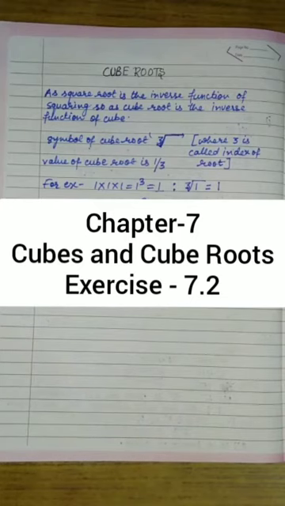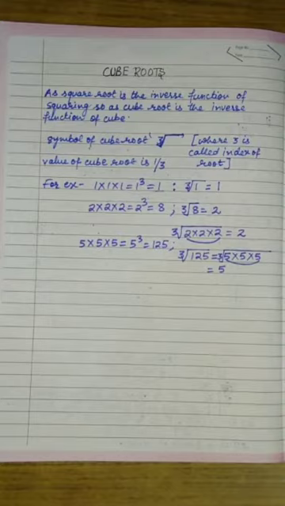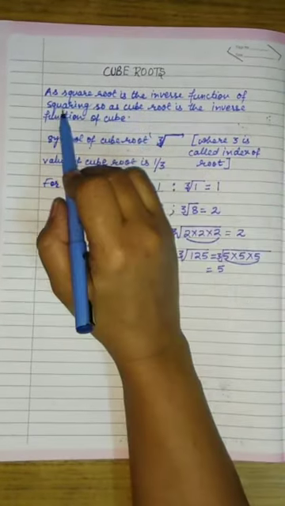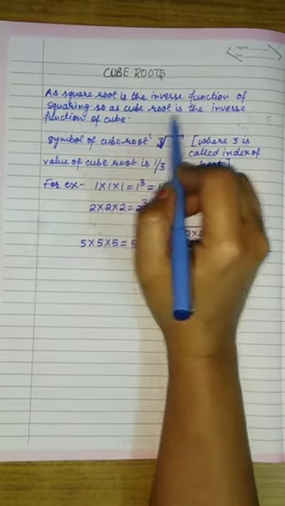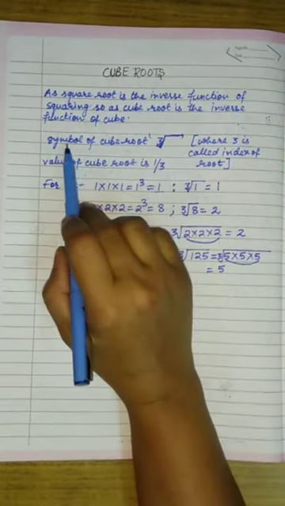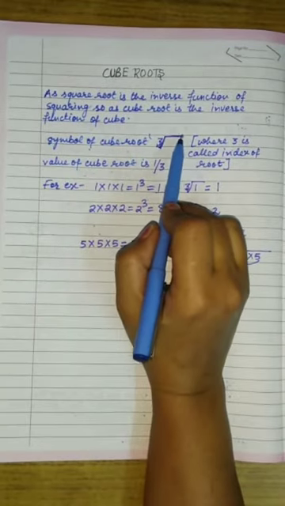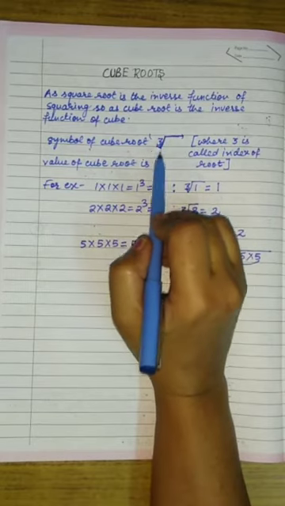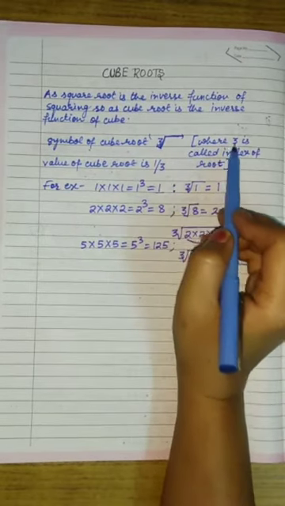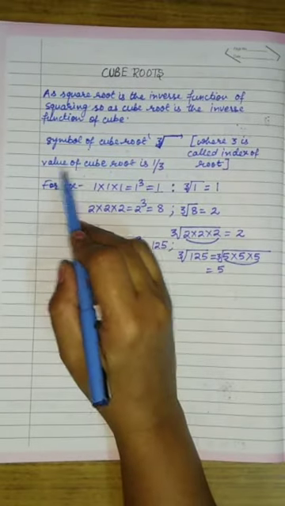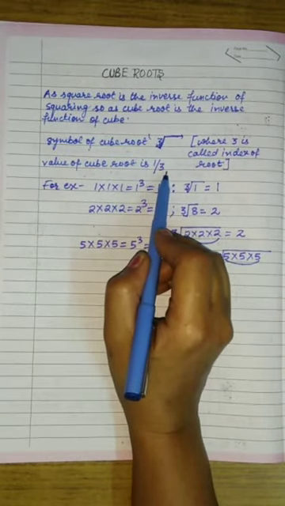Dear students, today I am going to start a very important topic from chapter 7, that is cube roots. As you all know, square root is the inverse function of squaring. So cube root is the inverse function of cube. Now the symbol of cube root: we just have to write 3 before the symbol of square root, where 3 is called the index of root. And the value of cube root is 1 by 3.